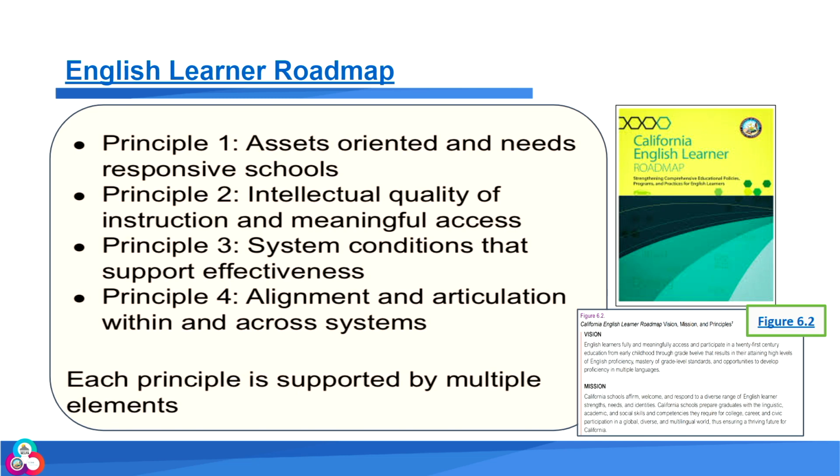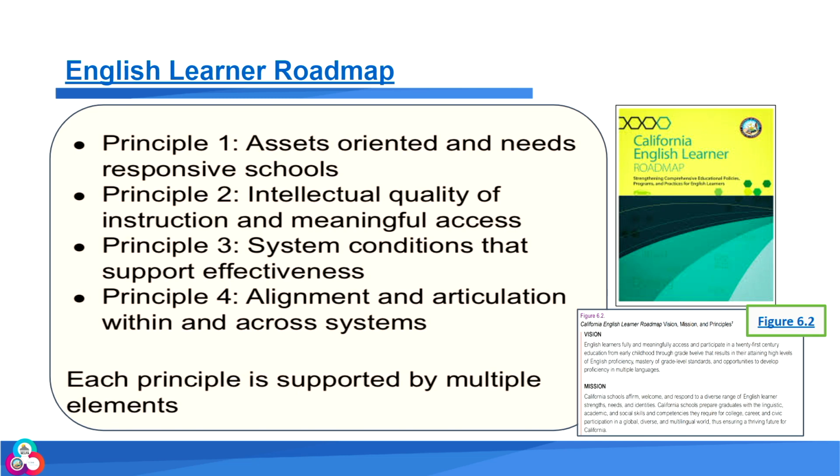Another resource out of the state of California is the California English Learner Roadmap. The California English Learner Roadmap is California's policy for implementing effective practices, systems, supports, and collaboration among different districts and organizations, all in support of our multilingual learners here in the state of California. The English Learner Roadmap was unanimously approved by the State Board of Education in 2017.